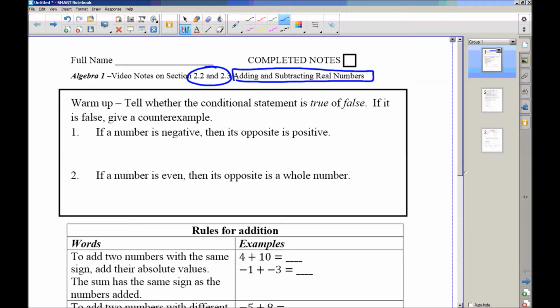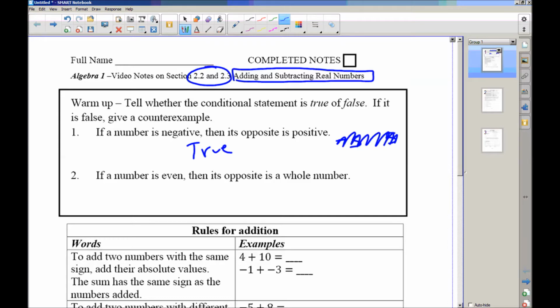All right, so number one, if a number is negative, then its opposite is positive. So if it's negative, its opposite is positive. Can we think of any negative number whose opposite is not positive? I cannot. So I believe this is a true statement. So for instance, like -5, its opposite is +5, and that's going to be a positive number. Okay, so I think everything I can think of that's negative, its opposite is automatically going to be positive.